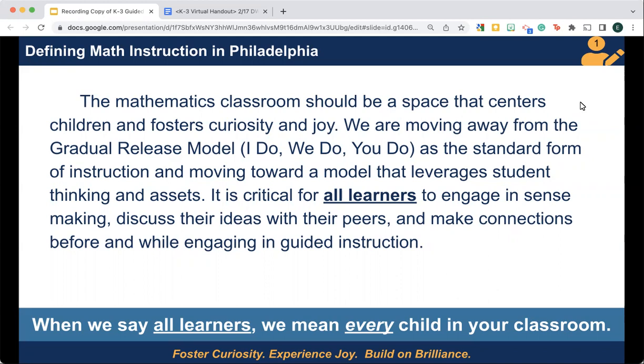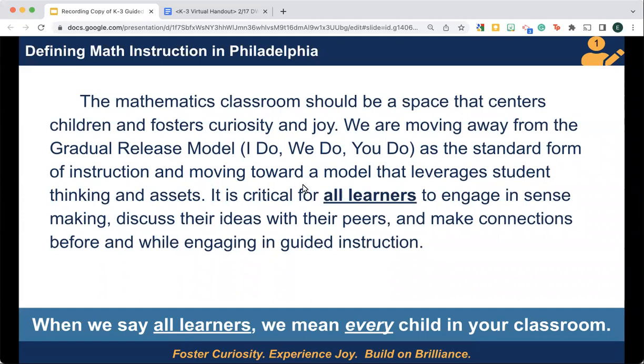This vision drives all parts of the math block, but we really wanted to remind you of it before we dive into guided instruction. Guided instruction can somewhat feel like a return to our old way of doing things, because this is a little bit more teacher-centered. As much as we can, though, we want to try to think about how we can make sure that all learners are truly involved as thinkers and doers at all times.